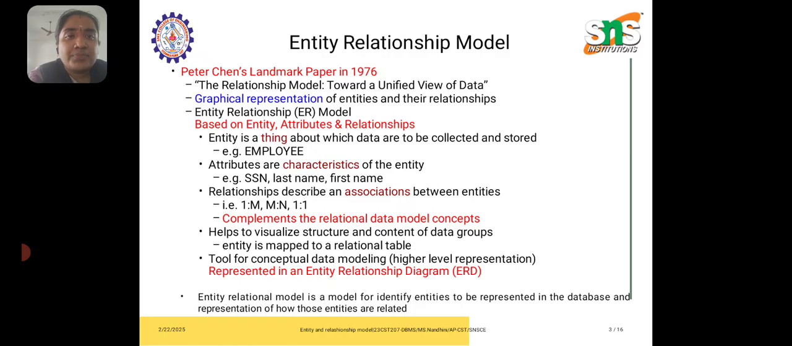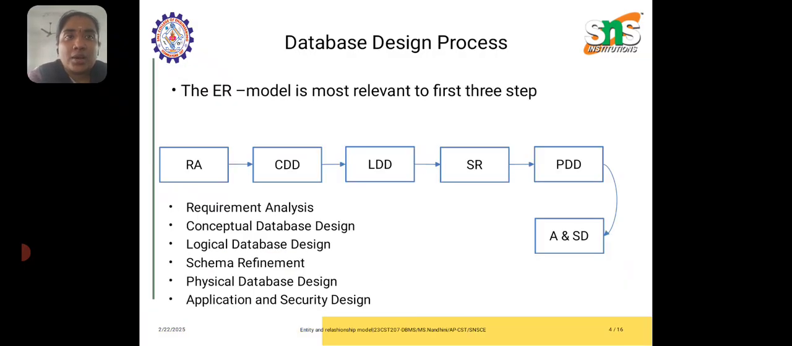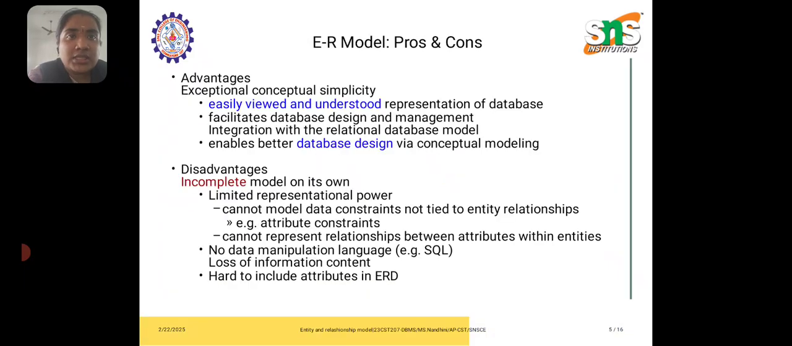These are the things used here. Entity relationship model is a model for identifying entities to be represented in the database and representing how those entities are related. In the database design process, the ER model is most relevant to the first three steps. One is RA, which stands for requirement analysis. CDD stands for conceptual database design. LDD, logical database design. SR, schema refinement. PDD, physical database design. A and SD, application and security design.